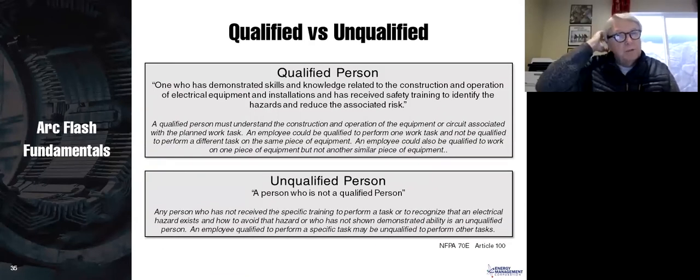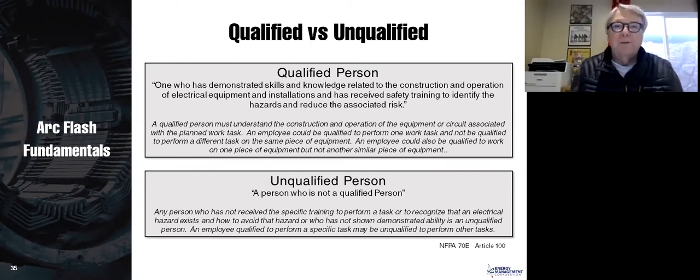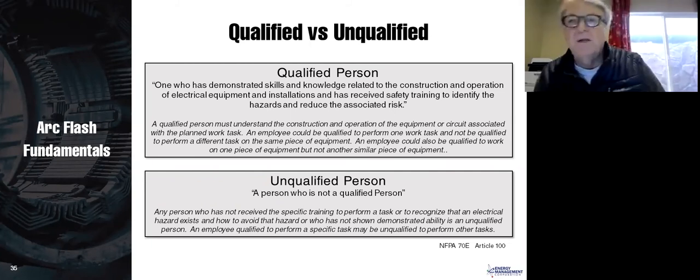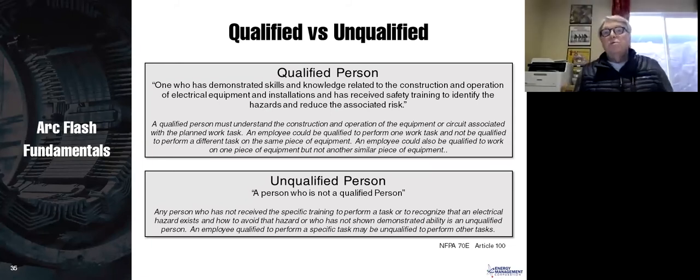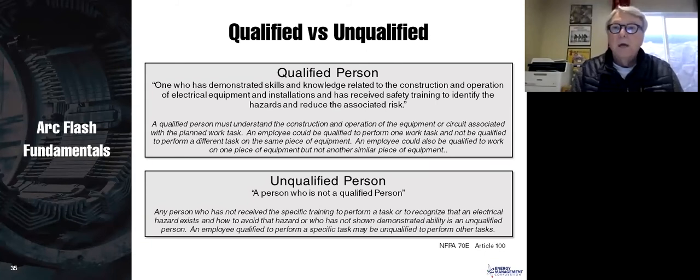Here's qualified person and unqualified person. A qualified person is one who has demonstrated skills and knowledge related to the construction and operation of electrical equipment and installation and has received safety training to identify the hazards and reduce the associated risk. I like the definition of unqualified person. It is a person who's not a qualified person. Now, what does it take to be qualified? When we give our full arc flash class, we give a certificate and then you're qualified, right? Wrong. It takes three things to be qualified.